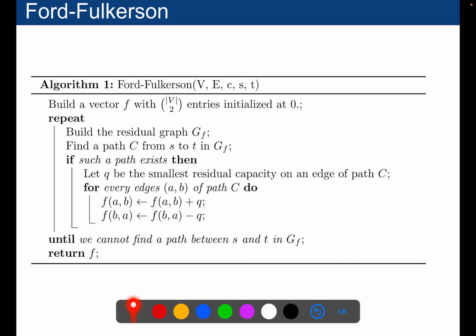In the direction of the edges that exist in the graph, you increase the flow. If you go in the opposite direction of the flow, you decrease by Q to cancel the flow. You do that until you cannot find a path between S and T in the residual graph. Then you return the flow that you have, and that one can be proven to be the optimal flow.